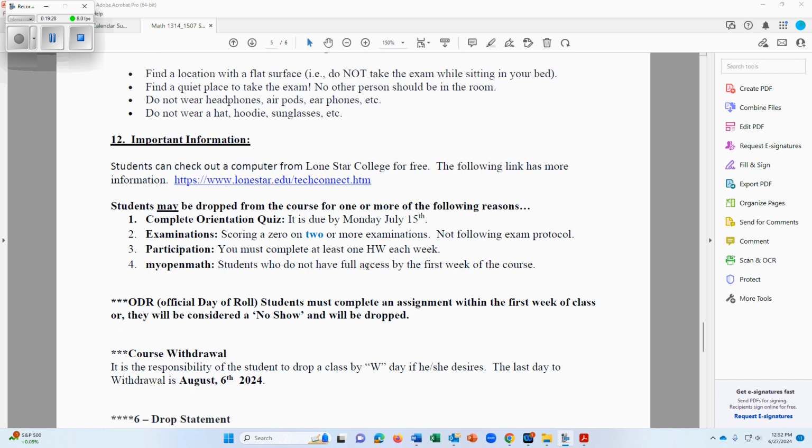Okay, important information. So by the way, if you need a computer, let's say your computer is not compatible, it's not working out. Once again, that's why we want to do the orientation quiz. You can check out a computer from Lone Star for free, and you can go through this link and make a request and come pick it up.